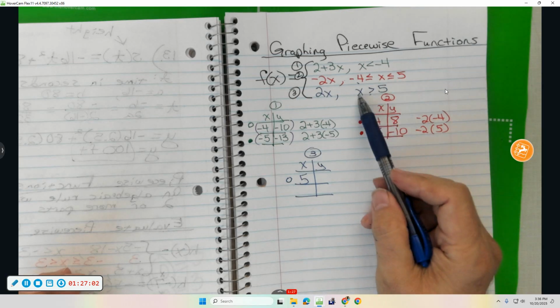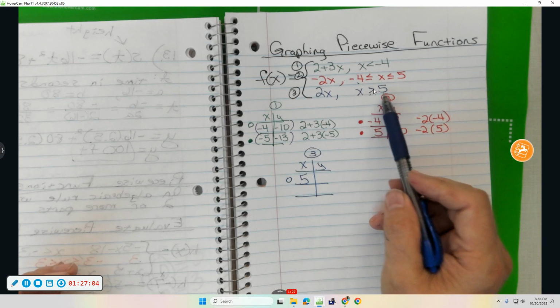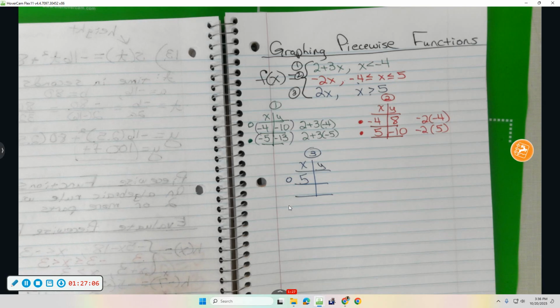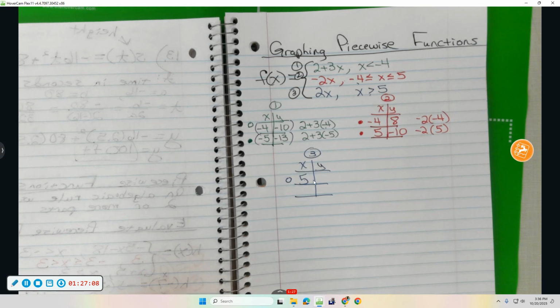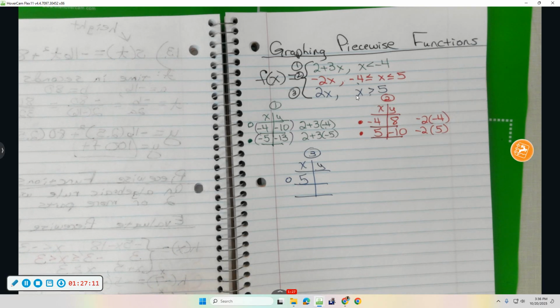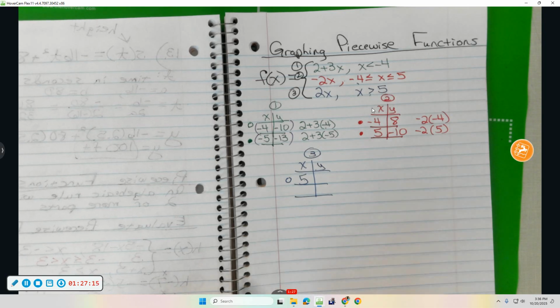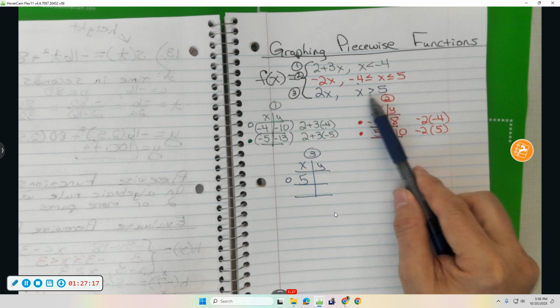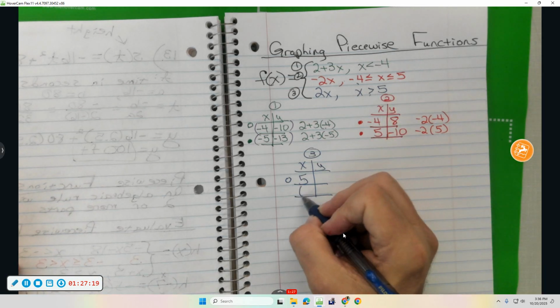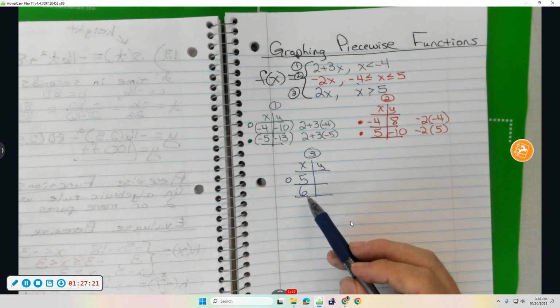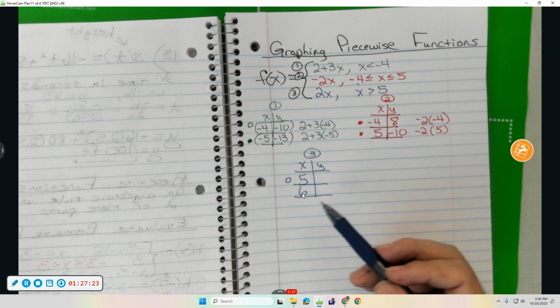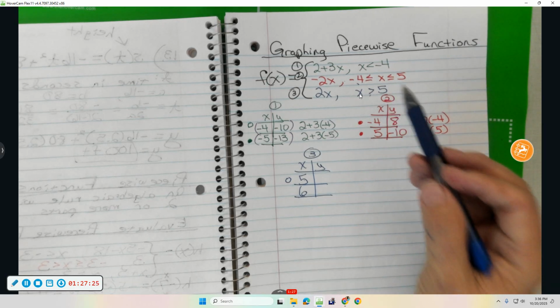Now we're also going to need another number, a number bigger than 5. Could I use 0? 0 is my favorite number to plug in. Can I use 0? No? What's the smallest integer I could use to plug in? 6. I could use 6. 6 is bigger than 5. Could I have used 4 here? Could not use 4. I have to use a number bigger than 5.